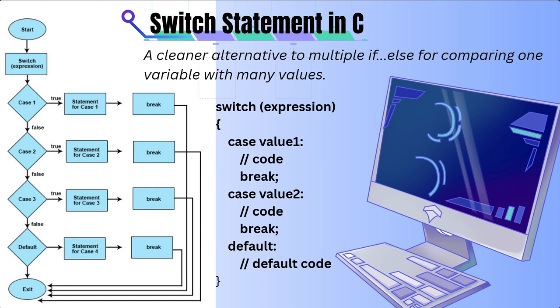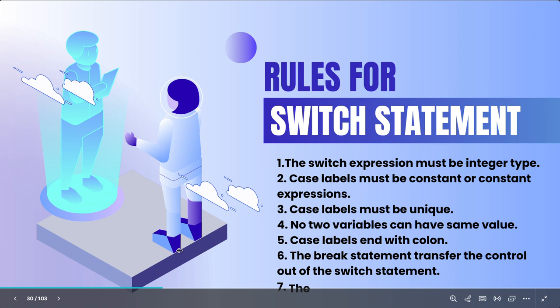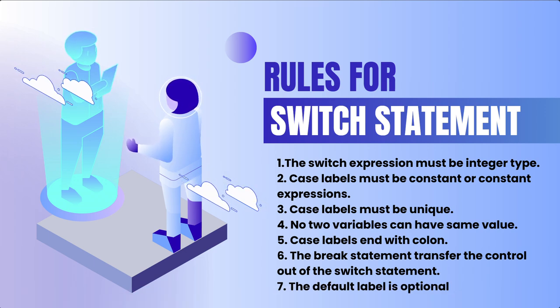Okay. Now there are certain rules which we have for the switch case statement. The rules are, number 1, the switch expression must be of integer type. Number 2, the case labels must be constant or constant expressions. The switch statement which we are using, like the relational operator, any kind of expression, it has to be an integer type. The second rule, case labels must be constant or constant expressions. This has to be taken care of.